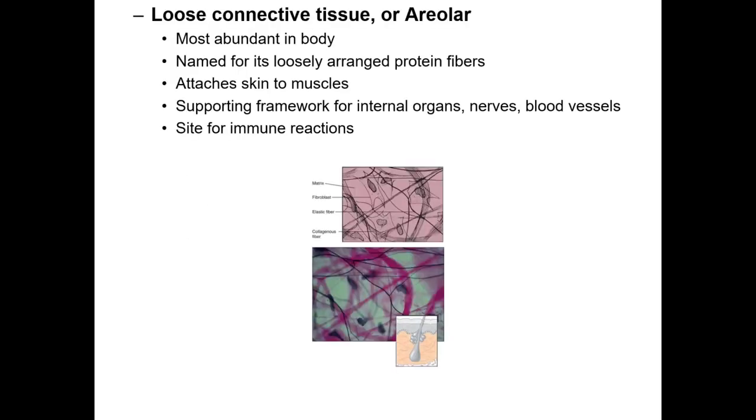Okay, so the first one we encounter here is loose connective tissue. Much of the space is occupied by ground substance, which is dissolved out of the tissue during histological fixation and leaves empty space in prepared tissue sections. It attaches skin to muscles, and it can be found in the framework for internal organs, nerves, and blood vessels. It also deals with immune reactions.